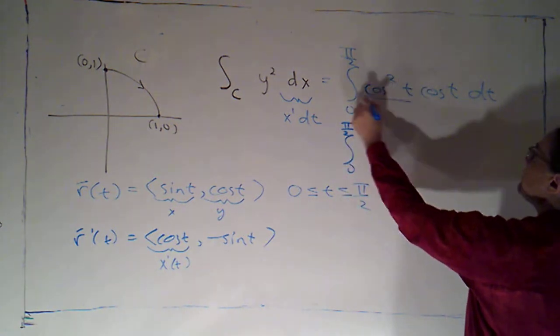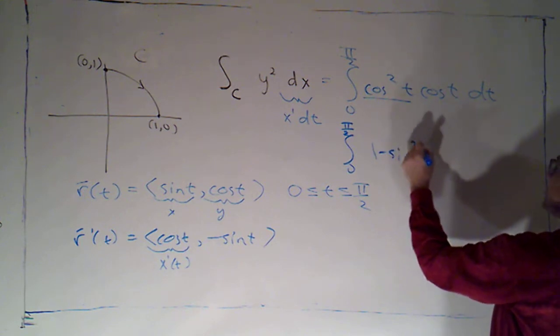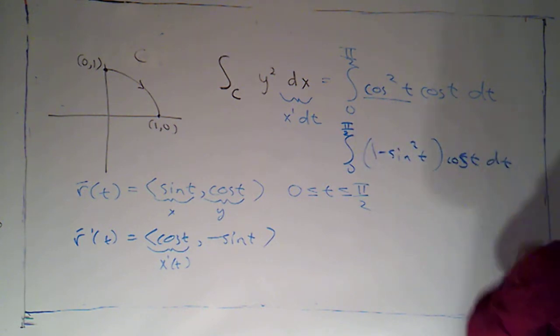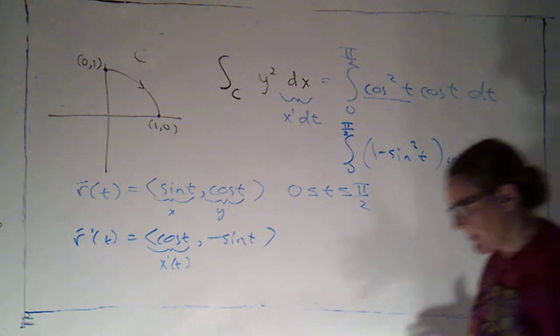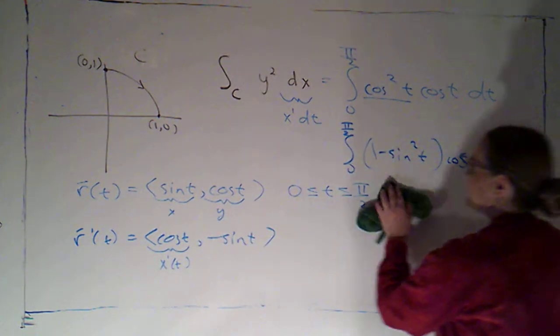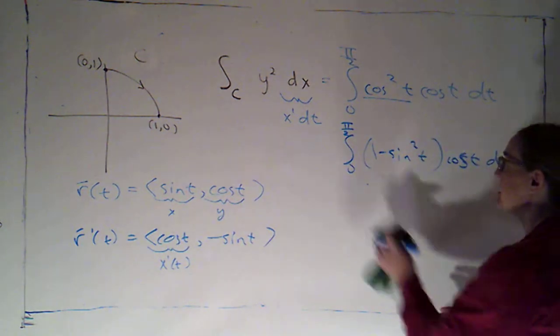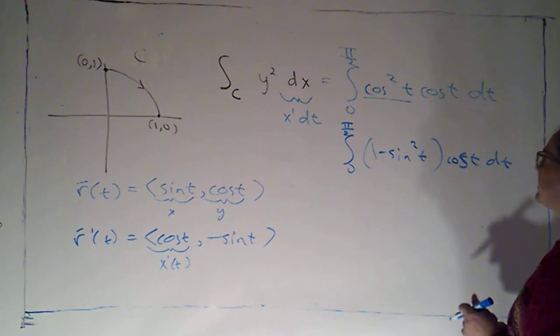I'm going to just rewrite that cosine squared as 1 minus sine squared, times cosine of t dt. So I could have multiplied that out to get cosine cubed, but I'm remembering that the trick for integrating an odd power of sine or cosine is to separate out one factor to get absorbed into a du and rewrite the remaining even power in terms of the other trig function.